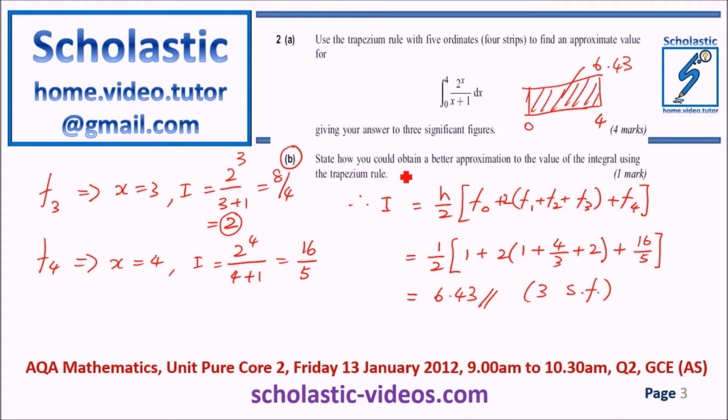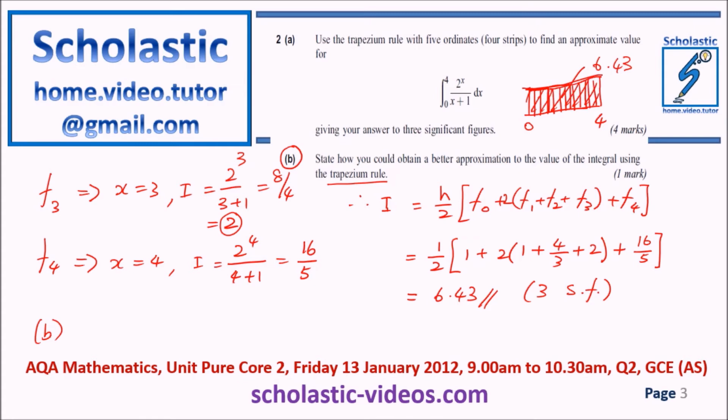Show how you could obtain a better approximation to the value of the integral using the trapezium rule. Basically what we did was we took only 5 ordinates, 4 stripes. But in between, we assume it is flat. In this case, actually, the curve can have a certain curvature. So instead of taking far away samples, you can make them much closer. If you take closer ordinates or increase the number of ordinates, we can reduce the errors here.